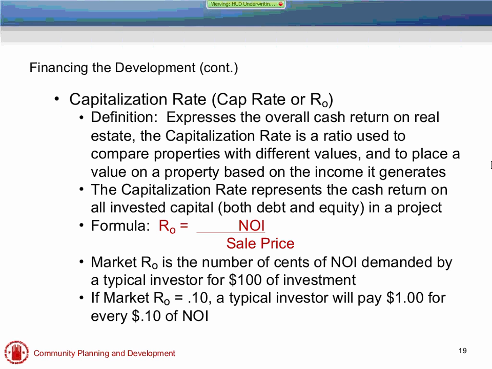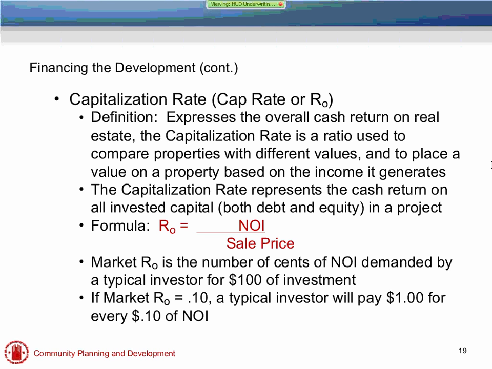So, for example, if a property was generating $50,000 a year of net operating income and somebody was willing to pay $1 million to buy it, then an appraiser would say, well, that's sold at a cap rate of 5%. Somebody was willing to pay $1 in purchase price for every 5 cents of net operating income that the property was generating.